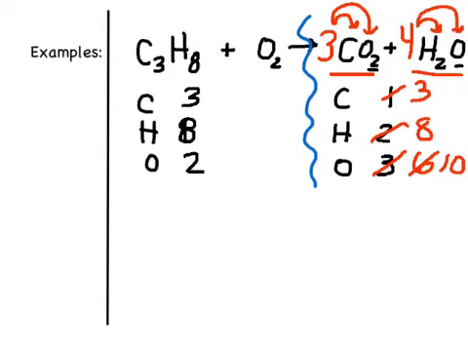So you can think to yourself, 2 times what equals 10? And for us, that would be 5. So we're going to put a 5 out here as a coefficient for the oxygen on the left-hand side. And so 5 times 2 is now 10 oxygens on the left, which matches the 10 on the right. So now we have a balanced chemical equation that follows the law of conservation of mass.